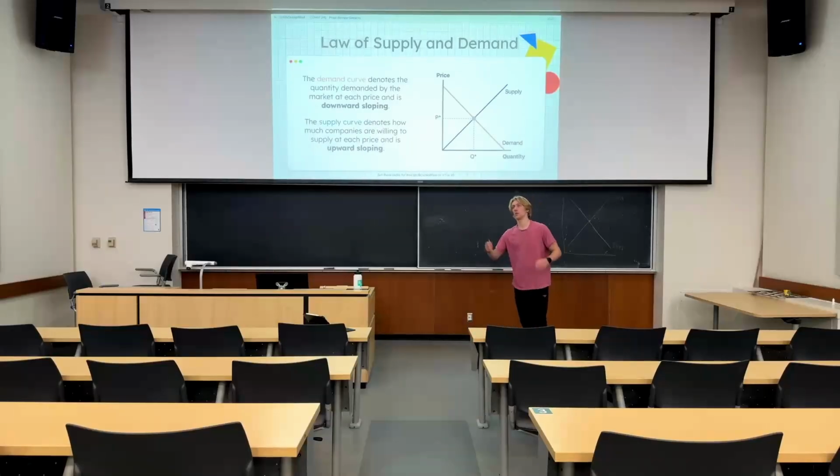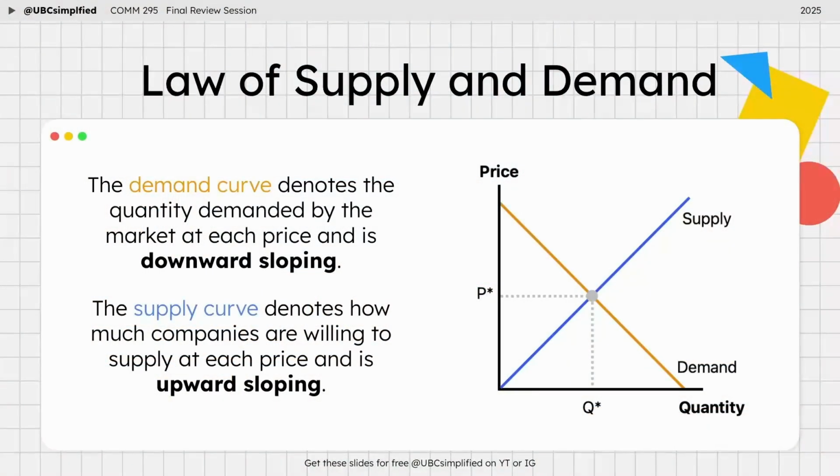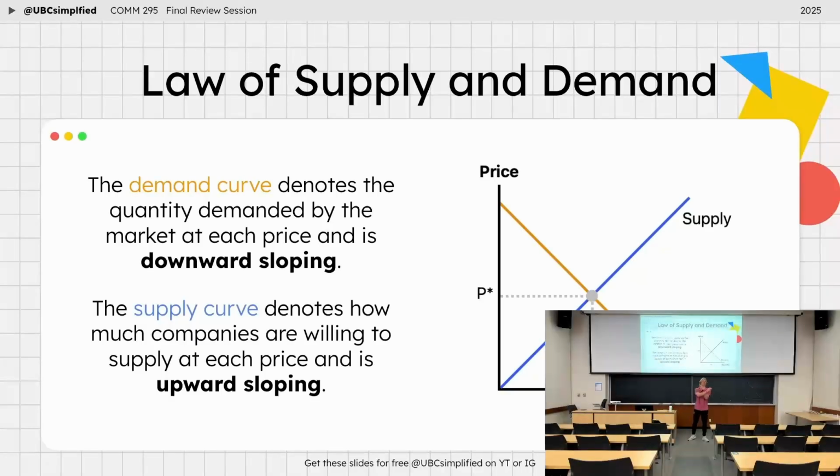Okay, so supply and demand. At the intersection of those two, we have our equilibrium, also called the market clearing price, where everything that wants to be bought and everything that wants to be sold happens. So it clears the market. Demand is going to be downward sloping, supply is going to be upward sloping. Little review from micro there.